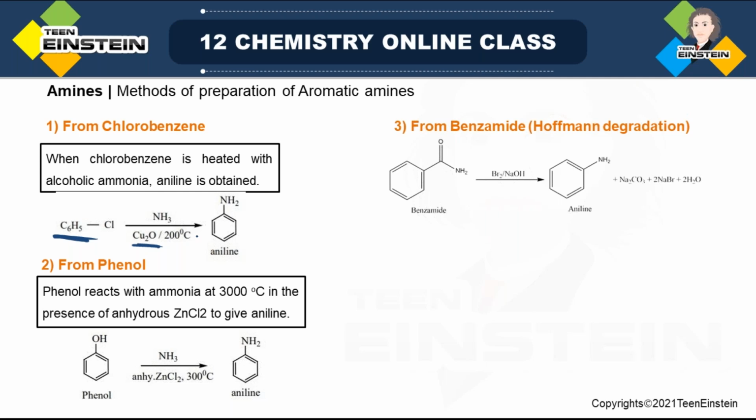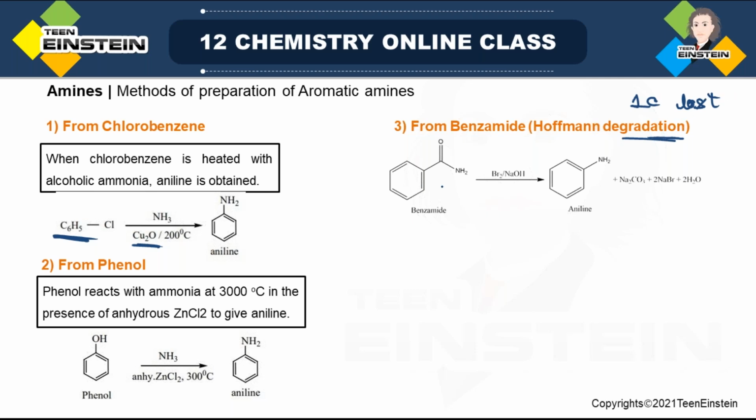Now this method we have already seen in case of aliphatic amines, which is also known as Hofmann bromamide degradation reaction. Why we call it degradation? Because in this case one carbon atom is lost. Which carbon atom lost? Carbonyl carbon.